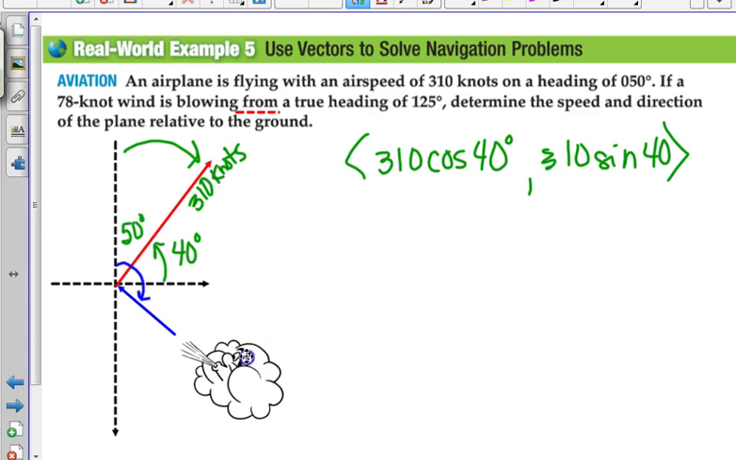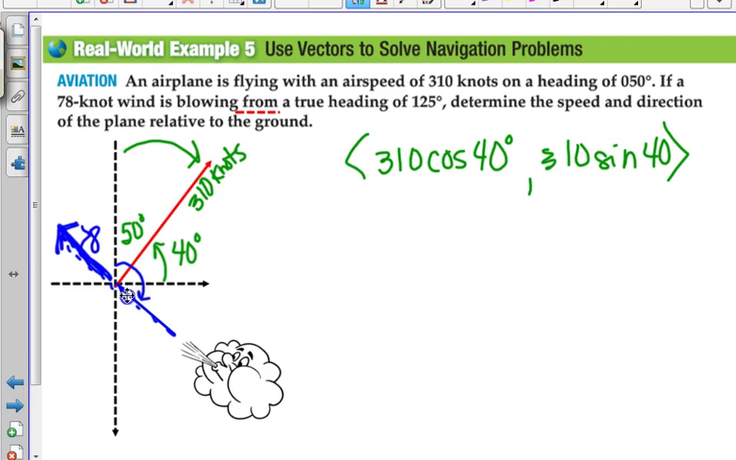Okay, this is what kills everyone. Is the wind blowing to this way or from this way? When the wind is blowing from this way, it means it's actually pushing the plane this way. Does that make sense, guys? This is literally what I did on the quiz when this question was on the quiz. I made this whole thing a dotted line and I pushed it through into that quadrant. That was my hint, okay? Because this is the vector you really want, because that's what's acting against this. All right, and it's 78 knots.